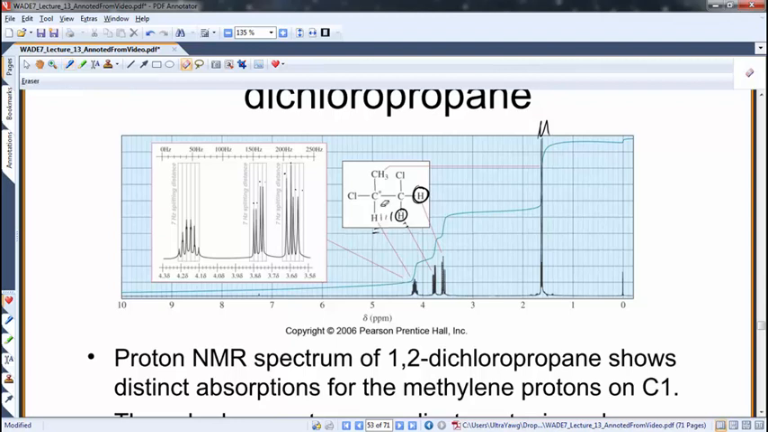And then last but not least, same argument. This guy is split by this one, and is split by that one. And so he has 1, 2, 3, 4, 5, 6 peaks. Is that right? Am I missing something? These guys. So he has 1, 2, 3, 4, 5 neighbors total. And so he should be 5 plus 1, 6 peaks, and that's why he's a sextet.